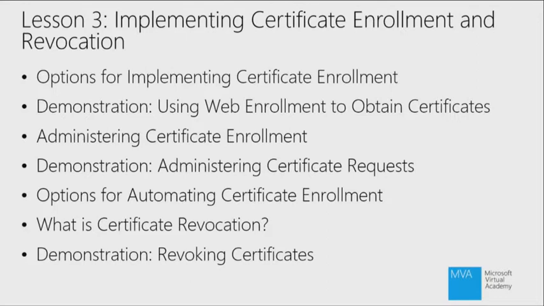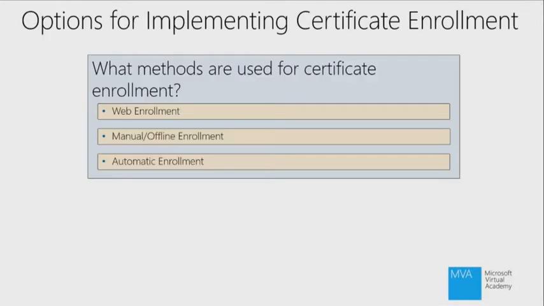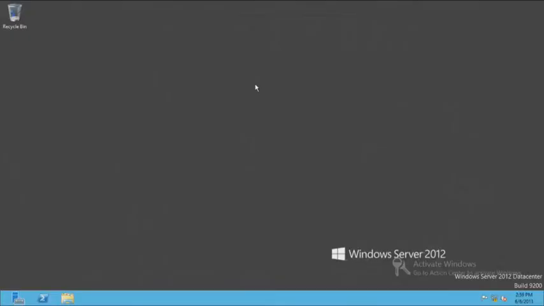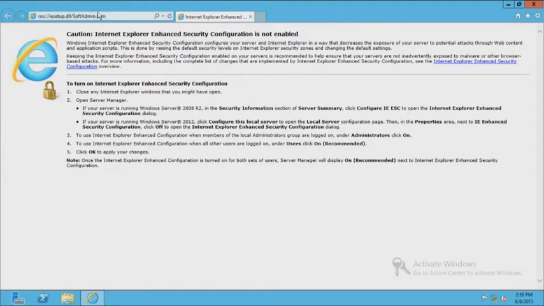Certificate enrollment is the process of getting a certificate from a certification authority attached to your user account, a computer account, or a service. There are multiple options for enrolling a certificate. We're going to go through a couple of them here. Some of them we won't actually demonstrate, but we are going to take a look. So our next demo is just that. So here we are back in our demo environment, and we're going to use web enrollment to enroll for a certificate.